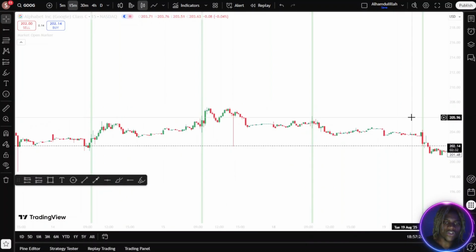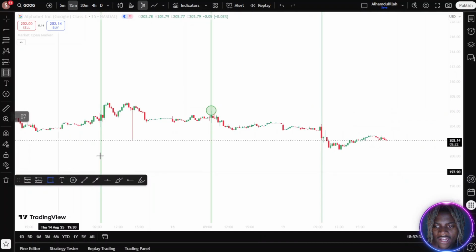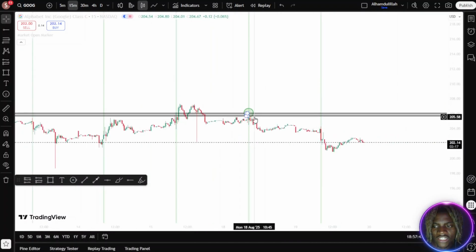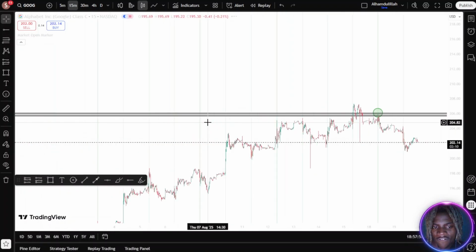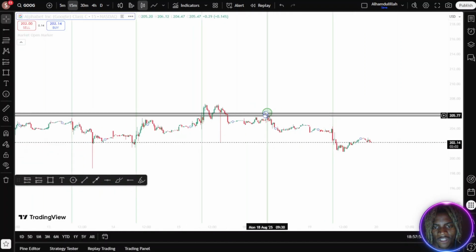I can see here on Google, I have the market open marker on. Boom, I have this resistance here, and I can just put a box around it. So I have 9:30 resistance right here, and what 9:30 signifies is the market open. Wherever there's a heavy amount of reaction during market open, that level is a key level. From this market open, price fell down a lot of points, like 5 points on Google.